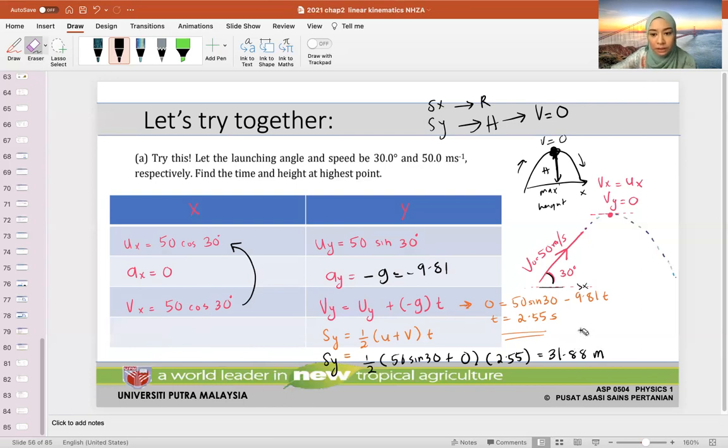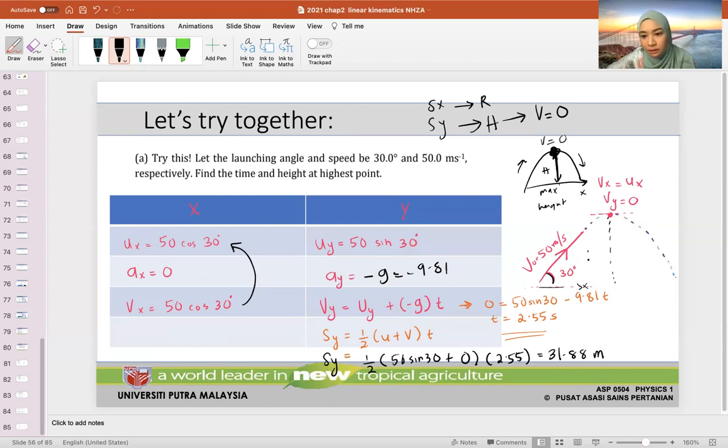Okay, what else do I need to recap? Maximum height equals 0. Okay, so time. Displacement kita dah cakap dah. So time at this point is not the actual duration of the whole projectile motion. It can be half or it can be less than half. It depends on the question. In this question, it's symmetrical. The projectile motion is symmetrical.